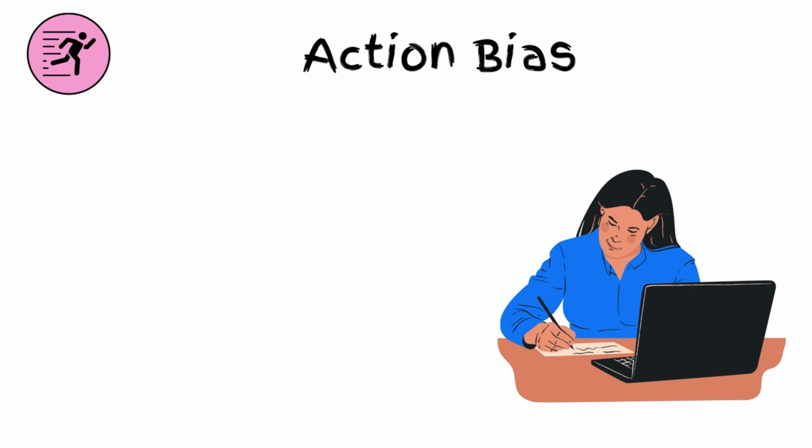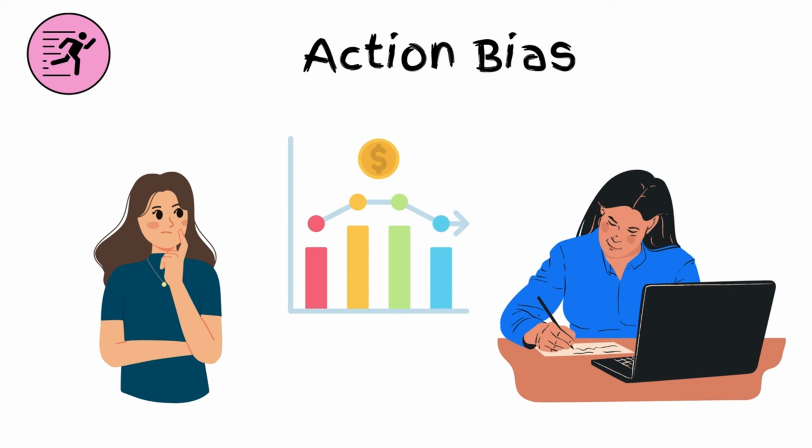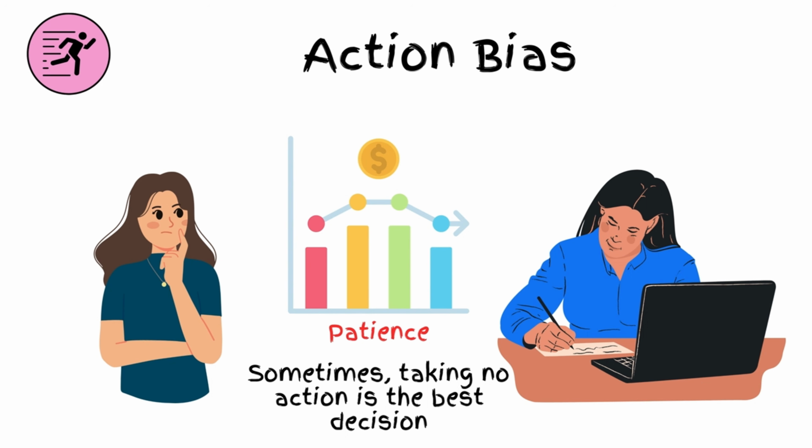Action bias. Action bias is the pressure to do something, even when doing nothing might be the wiser choice, like feeling you need to act during a slow period in business when waiting could be more beneficial. To overcome this, consider the value of patience. Sometimes, taking no action is the best decision.